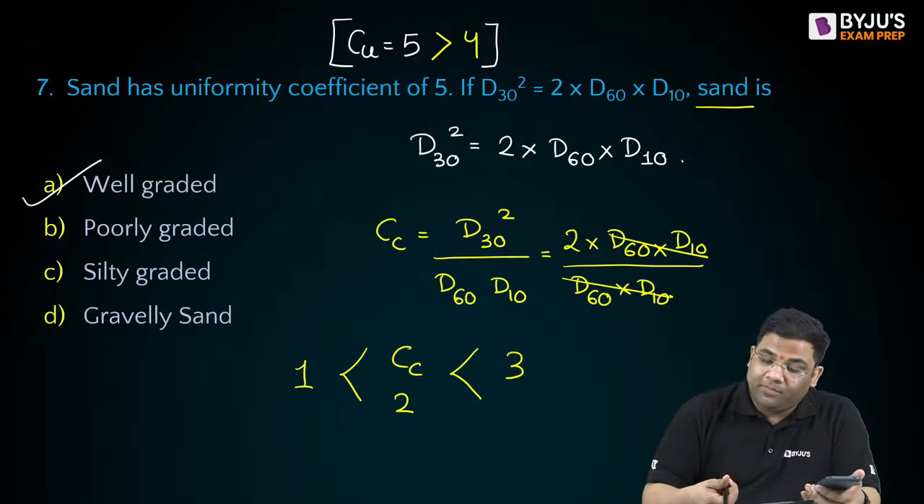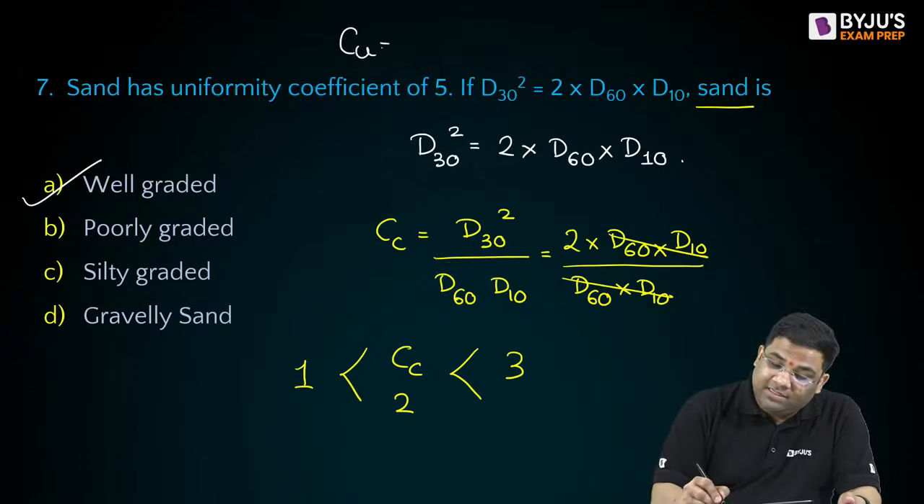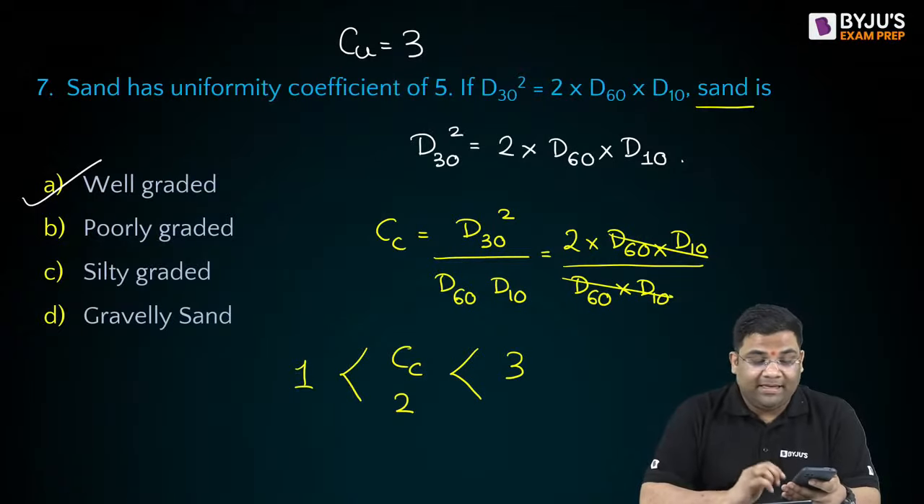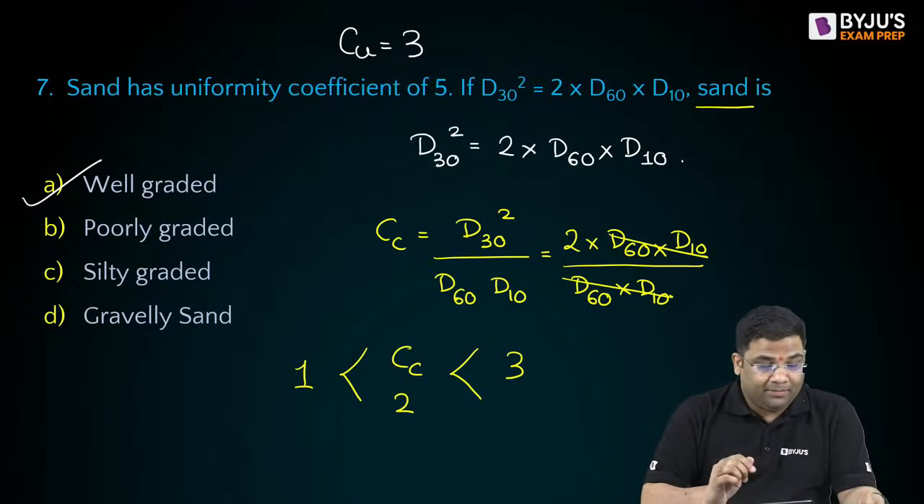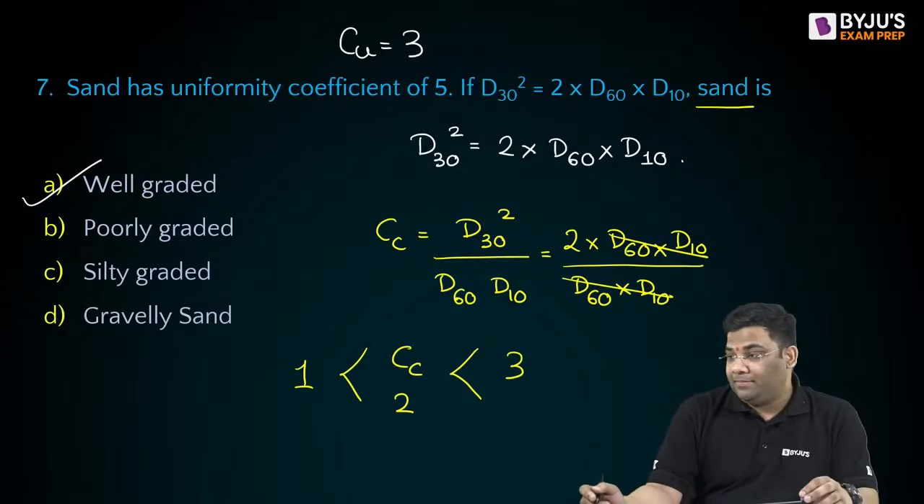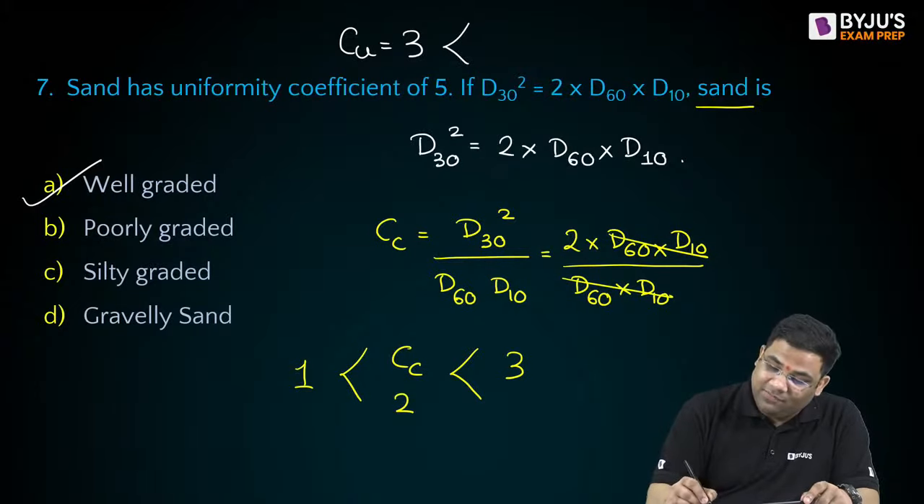Suppose this Cu was 3, then what would the answer have been? Tell me. If it was 3... it's not 3. If it was 3, yeah, see, this is less than 4, then it is poorly graded.